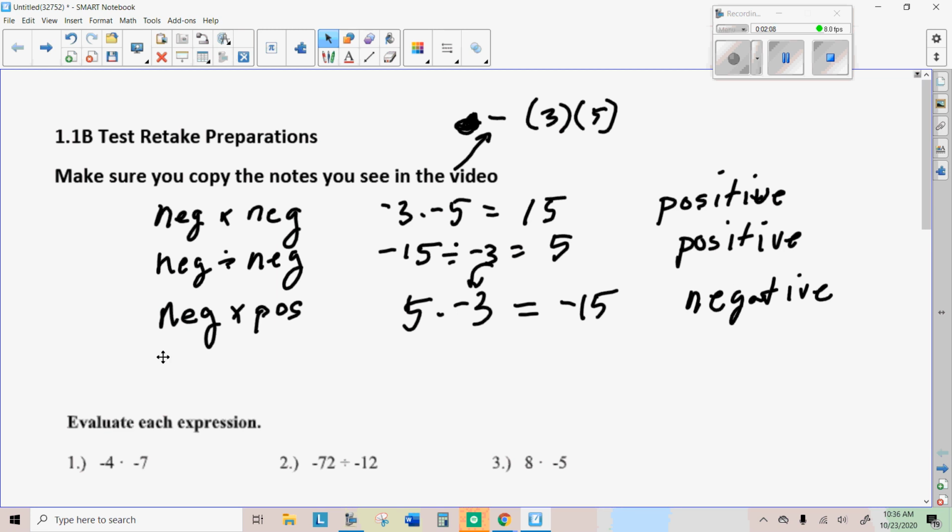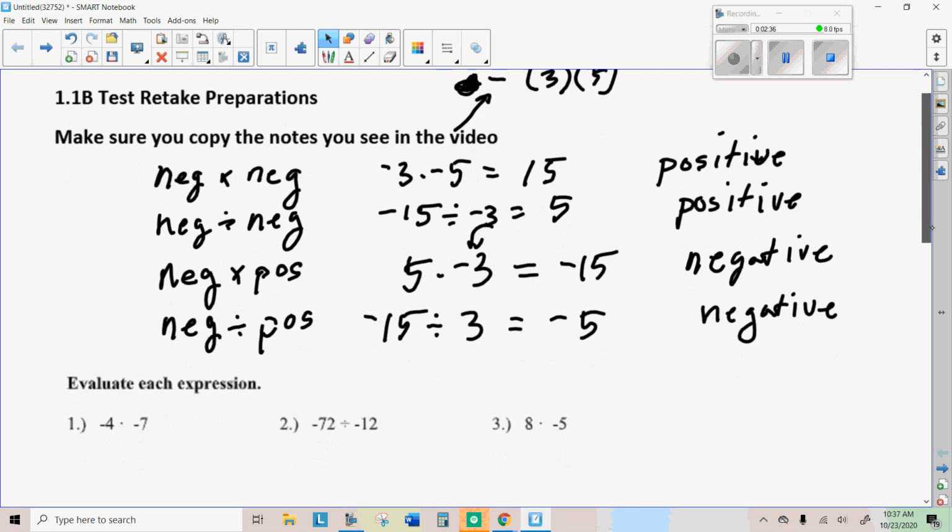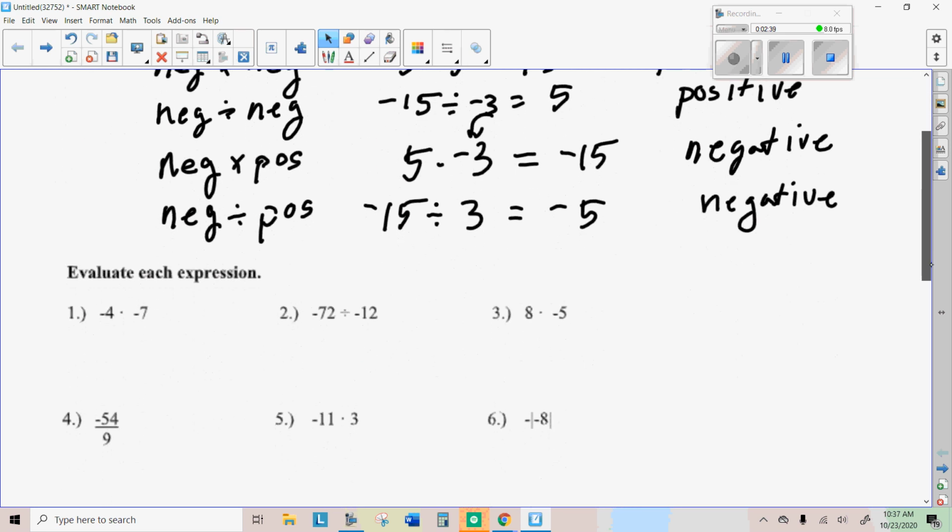So you always get a negative when you do that. And likewise, if you do a negative divided by a positive, so like -15 divided by, and again the order of the negative and the positive doesn't matter, that's going to be -5. So you get a negative when you do that. All right, if you'd like, you could pause and go ahead and do the next few problems.